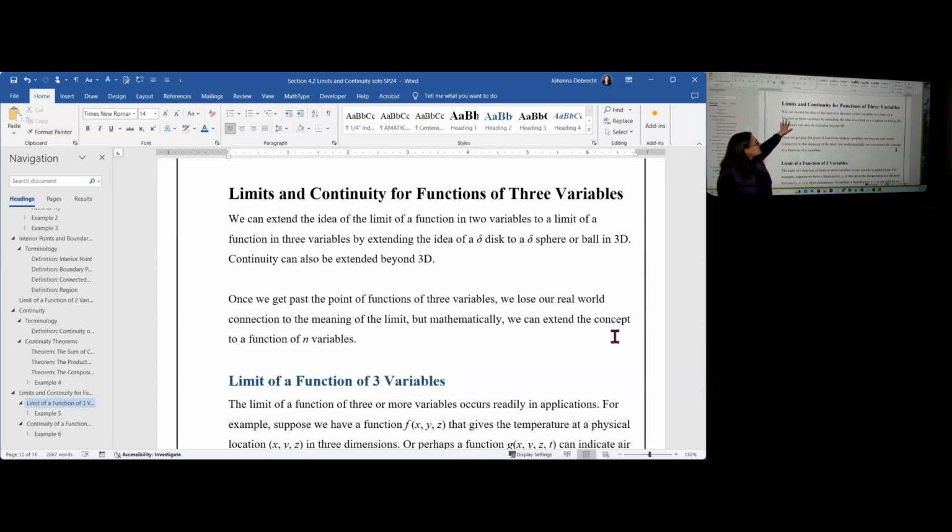What we need to do in order to do this is extend that idea of the delta disk, which was a circle in the xy plane, to have a delta sphere, or a delta ball, if you will, in 3 dimensions. If I have a function of 3 independent variables, say w equals a function of x, y, and z, then my domain is 3-dimensional space. So if I have a point in 3-dimensional space and I want to be the same distance away from it all the way around, then I'm talking about a sphere around that point, or what we'd call a delta sphere, or even a delta ball.